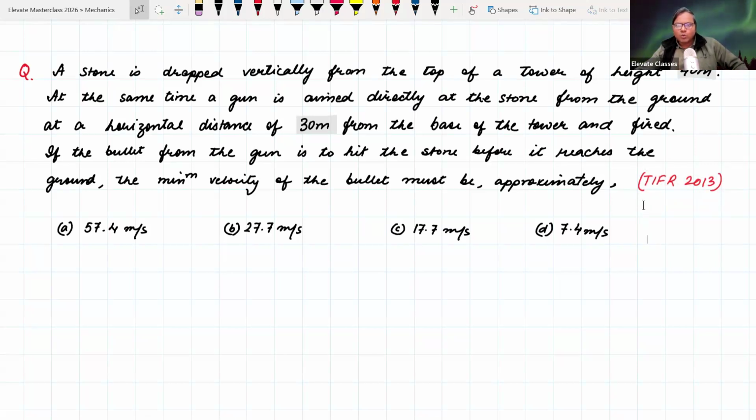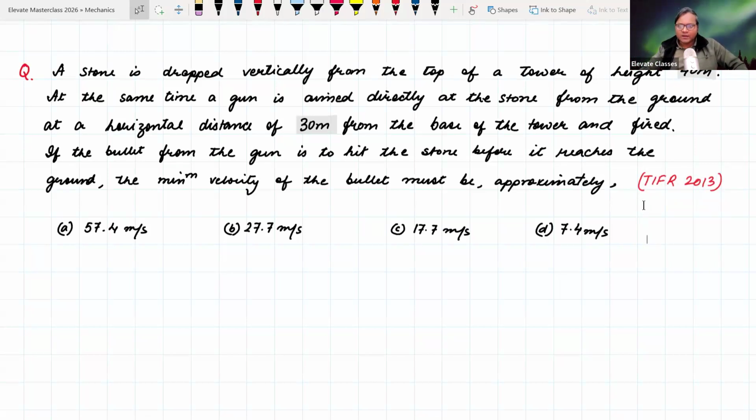Try to understand what the question is asking. A stone is falling, and a gun is trying to shoot that stone from a distance of 30 meters. What is the minimum velocity that the bullet must have so that it hits the stone before it reaches the ground?